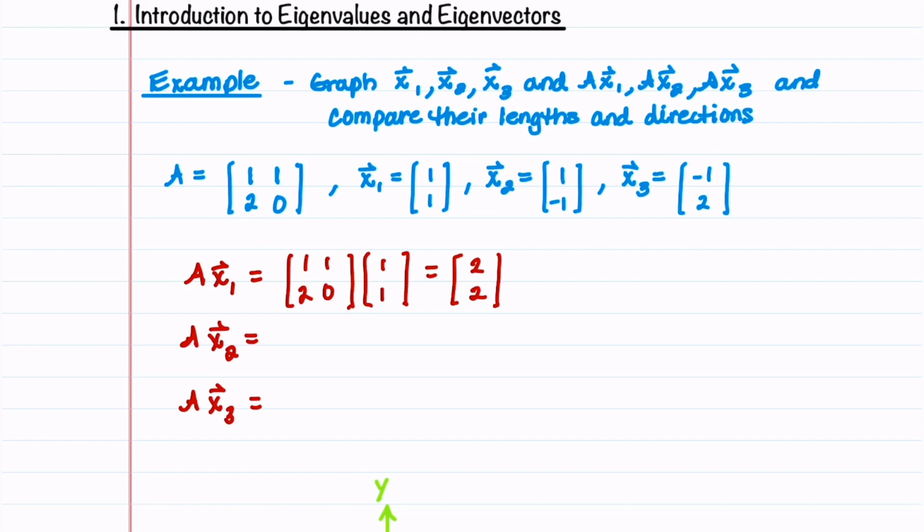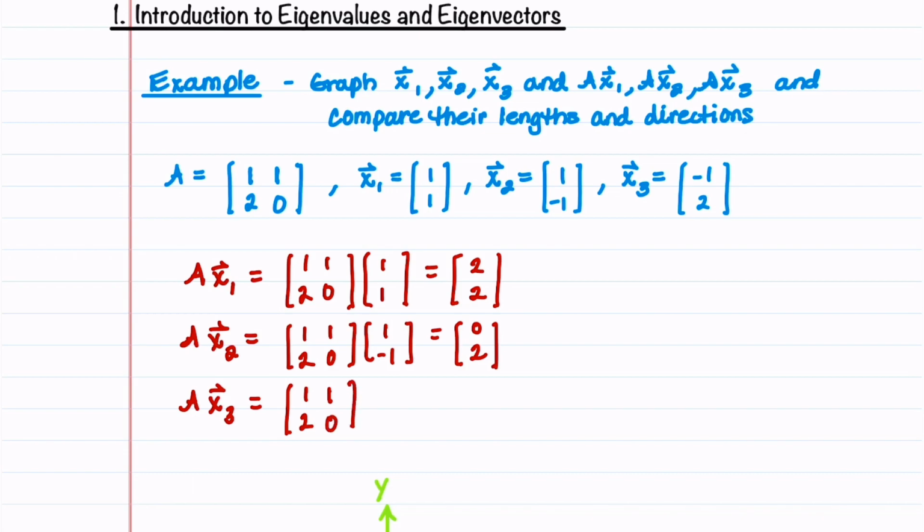A times x2 is our matrix A times x2, which is [1, -1], and that gives us [0, 2]. Our last one is A times x3, and that's equal to our matrix A times x3, which is [-1, 2], and we get [1, -2].